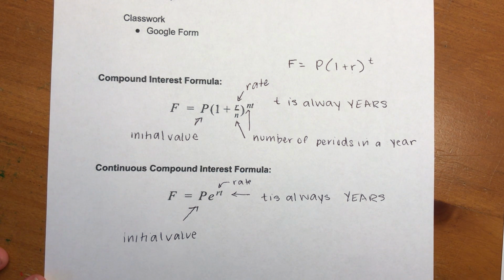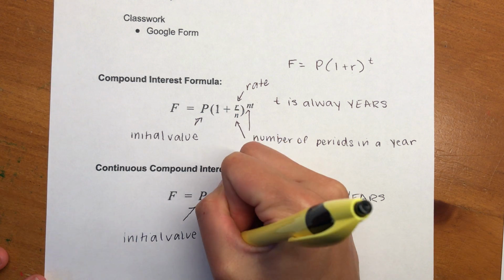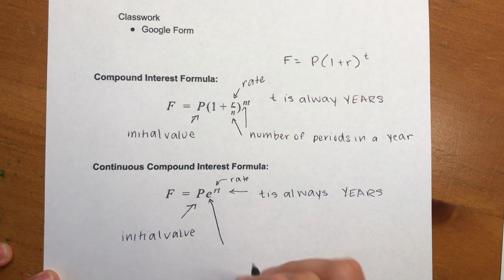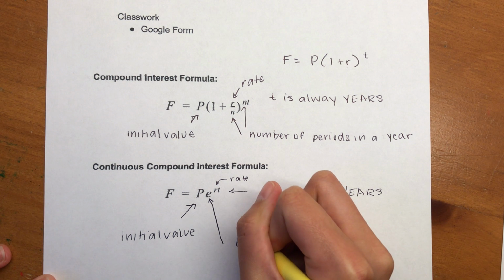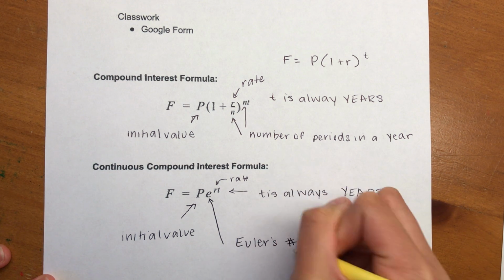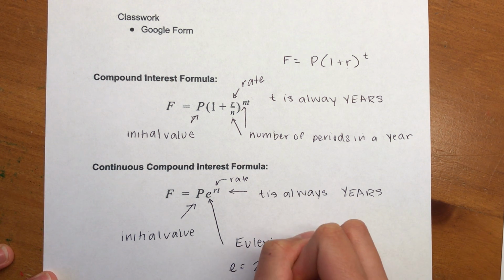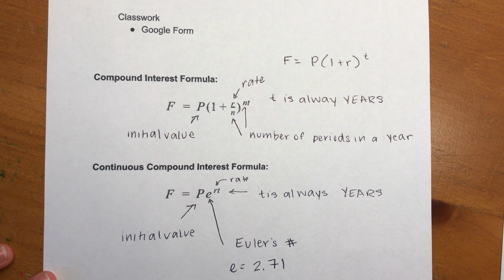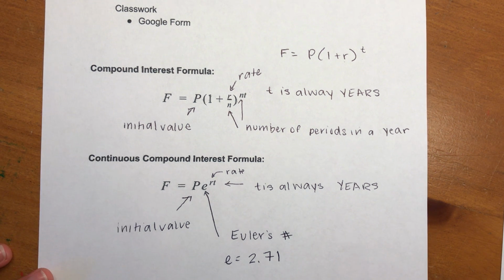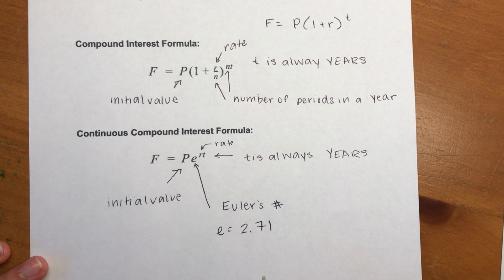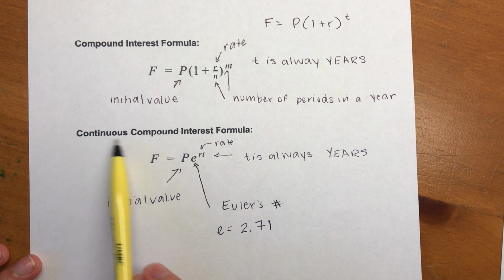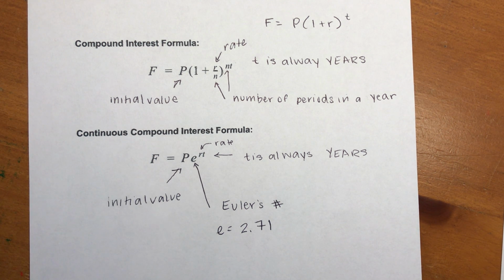Now, the new thing here with compound interest is this value E. E is called Euler's number, which is spelled E-U-L-E-R. Euler's number. And it's kind of like pi. It's a number that is always equal to the same thing. So E is always 2.71. Pi is always 3.14, okay? So Euler's number, we found out that this number is what will maximize the amount of money you're getting per year, okay? So we're going to use Euler's number when we're computing our compound interest.